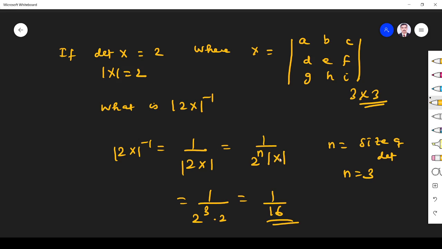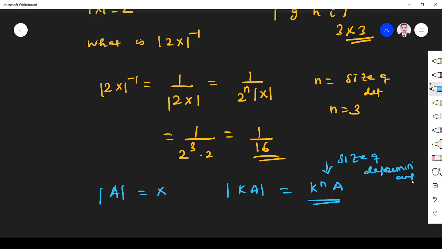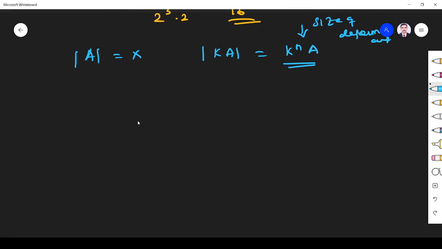So the logic we have to understand here is, if I have a matrix A, determinant of kA becomes k power n times determinant A. If you take a constant outside, it becomes k power n, where n is the size of the determinant. This is the thing we must remember. This is one type of problem we can expect, and they ask it in GATE also. Next one.